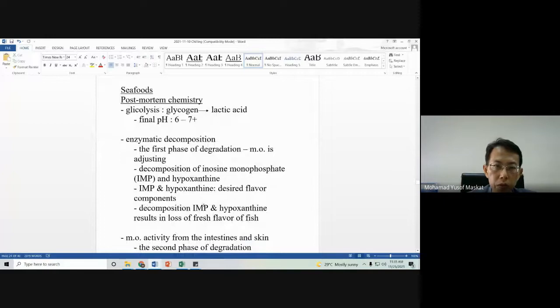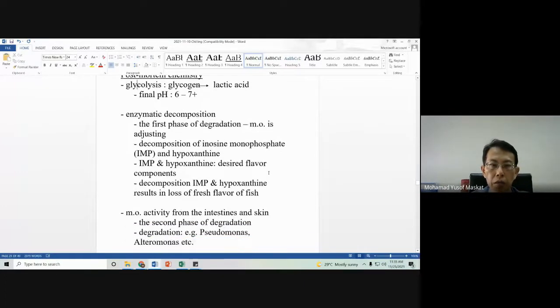Seafoods. Let's look at the post-mortem chemistry, similar to meat and also poultry. After death, glycolysis will start to happen, where glycogen will be converted to lactic acid. The final pH will be around 6 to 7.